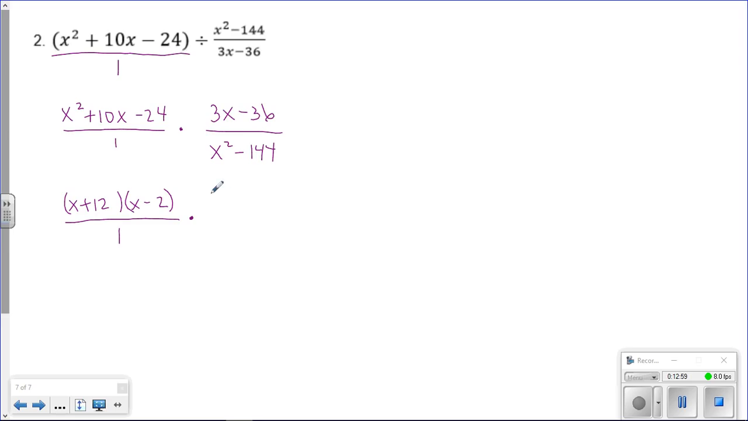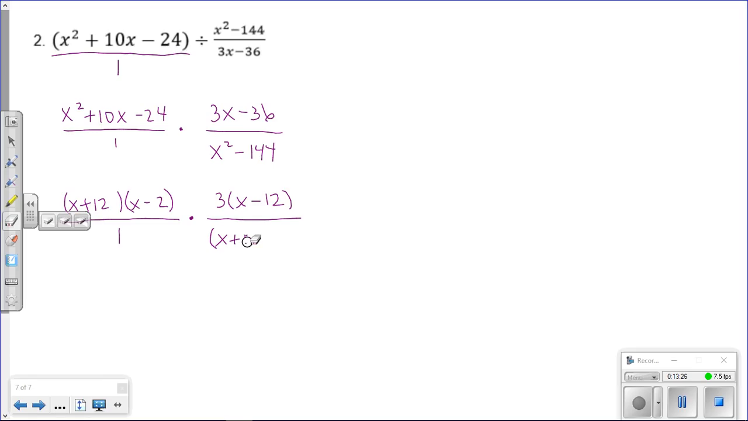And 3x minus 36, well, I can take out a 3, and I would be left with x minus 12. And then in the denominator of x squared minus 144, hopefully you're looking at this and you remember your difference of squares. So remember, this is a perfect square and this is a perfect square. So this is going to factor to x plus 12 times x minus 12. Oh, that's a bad 2. Every single time.